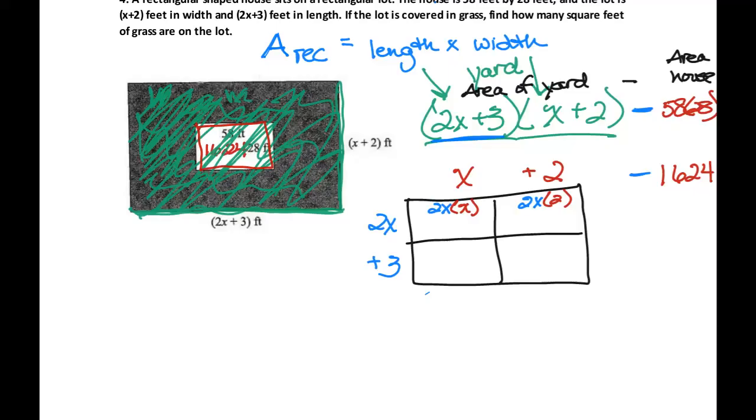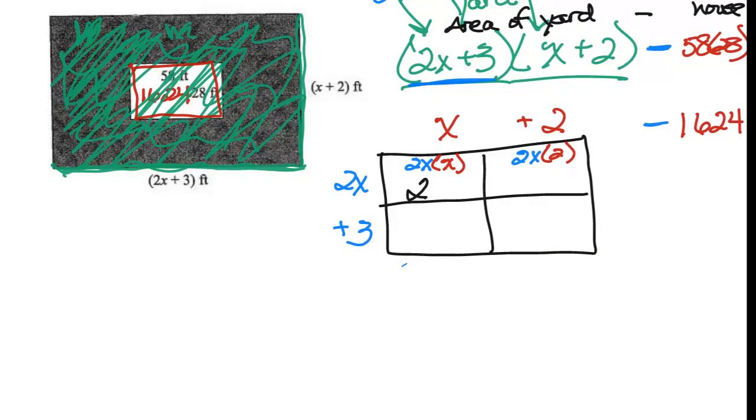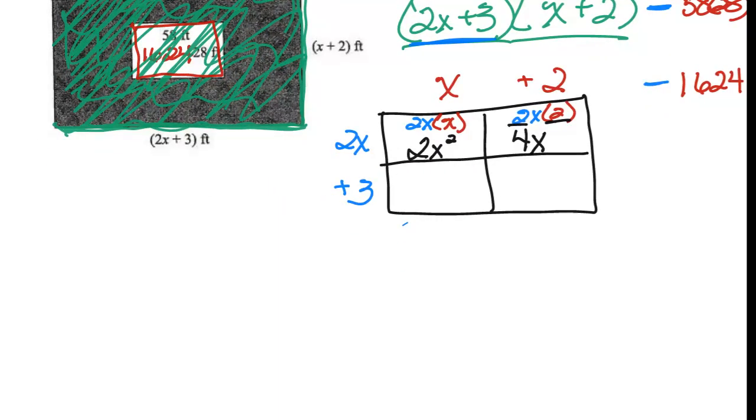What is 2 times x times x? 2x squared, or 2x to the second. You've got to get used to that x times x, okay? And over here, 2x times 2, well, 2 times 2 is 4. And now I only have 1x. All right, so let's go down to the next row. 3 times x, and here I have 3 times at the top 2. 3 times x is 3x. And 3 times 2 is 6.